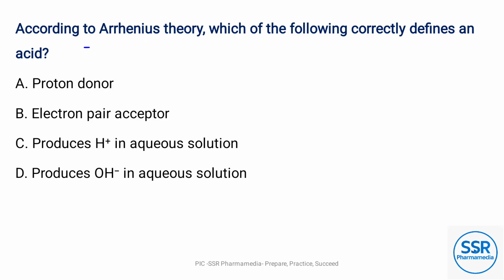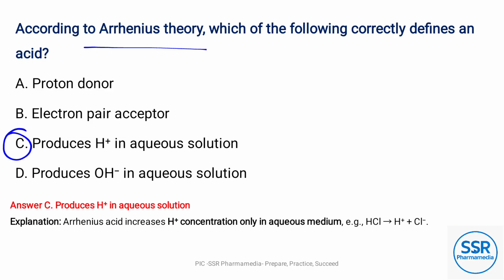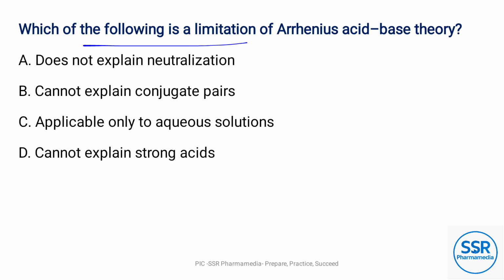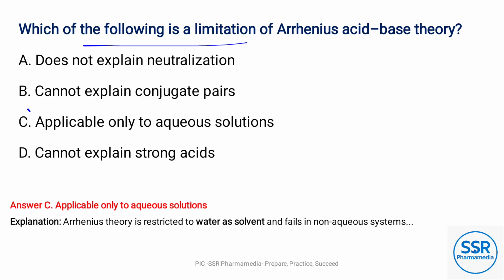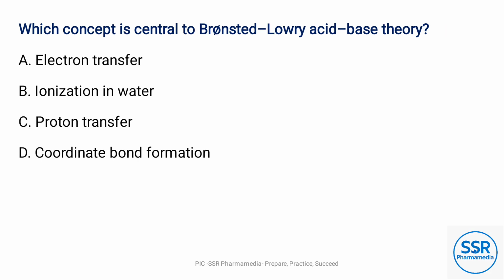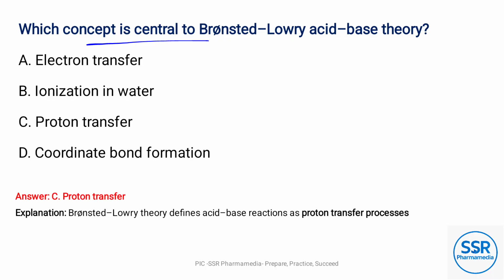Let's move into the questions. According to Arrhenius theory, which of the following correctly defines an acid? Option C, produces protons, H plus ions, in aqueous solution. Which of the following is a limitation of Arrhenius acid-base theory? Option C, applicable only to aqueous solutions. Which concept is central to Bronsted-Lowry acid-base theory? Option C, proton transfer.